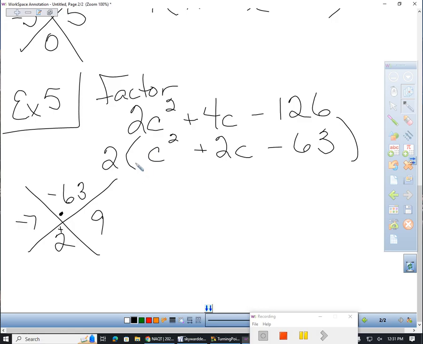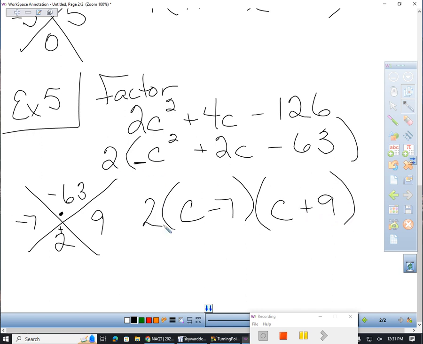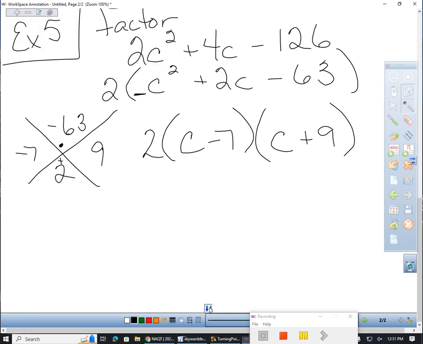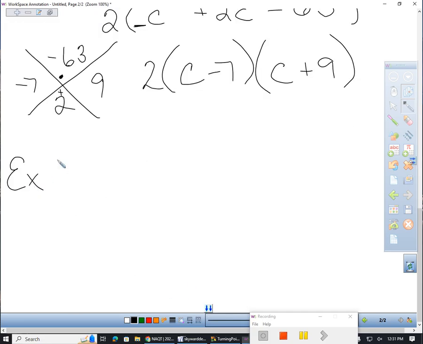All right. So since my leading coefficient again is a 1, I can write these down. Now my variable this time is a c. So I have c minus 7 for the left side, and I have c plus 9 for the right side, and of course, I undistributed a 2. Do we have this? Okay. Just a couple more and I'll be done. Example number 6.